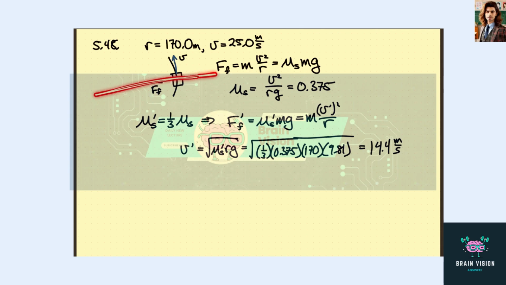So in the radial direction here, we have the friction force acting, and then we have the mass times the centripetal acceleration. Since we know the velocity, we can say that that's v squared over r.